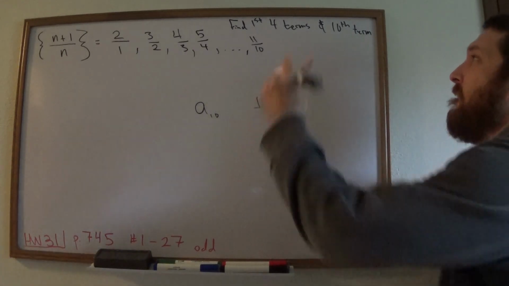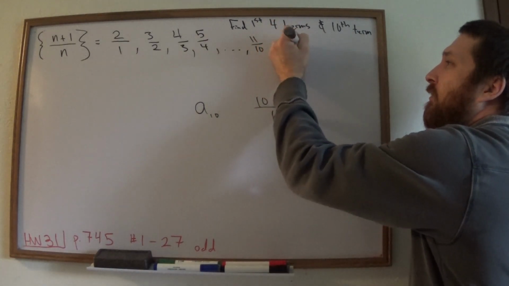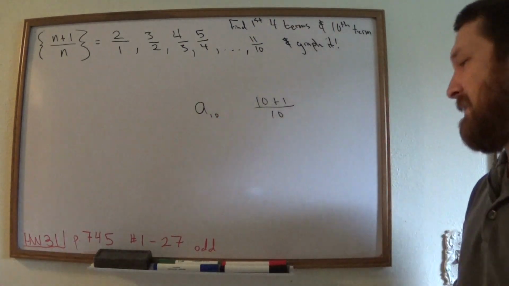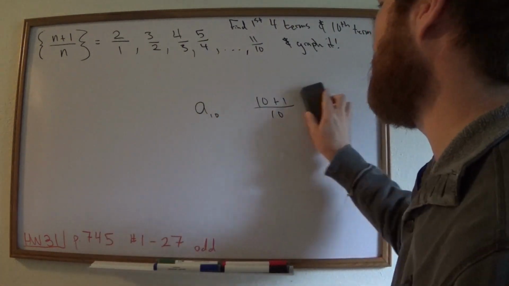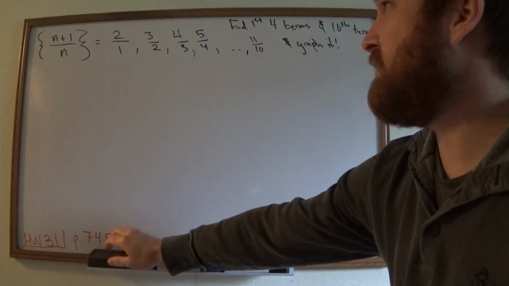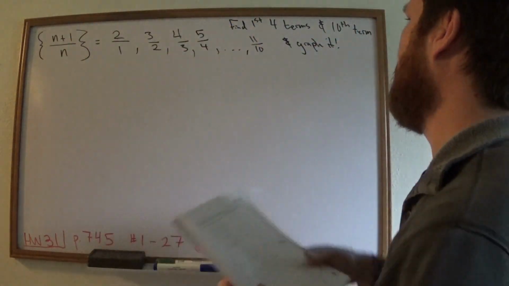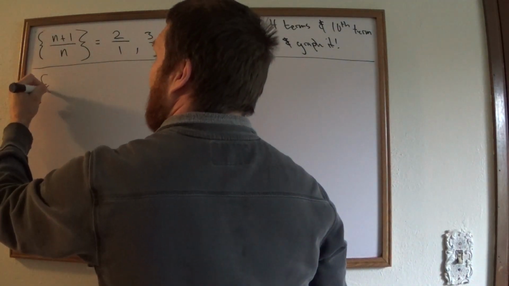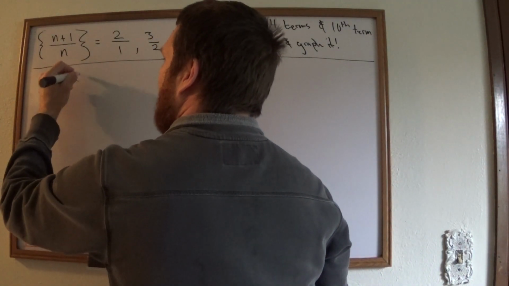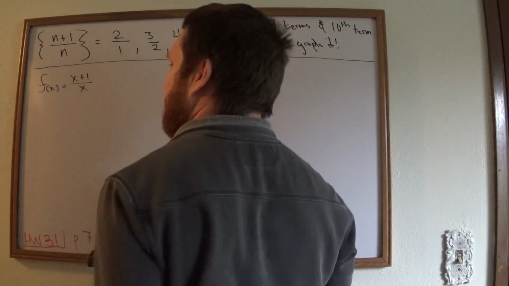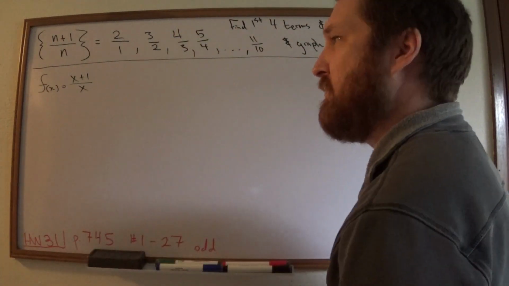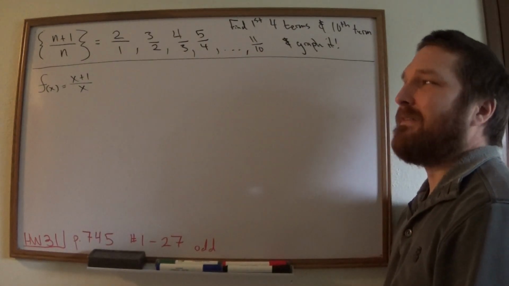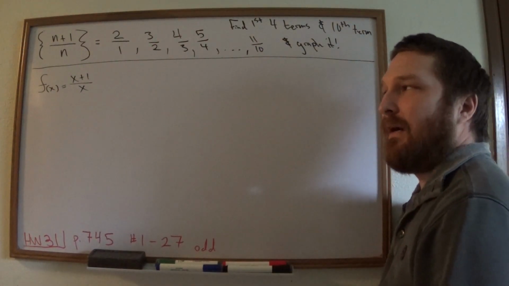And graph it. Okay, so here's the thing. Before we do any of this, let's pretend that I gave you a function f of x, and it were x plus 1 over x, and I told you to graph that. Now, you might hate me for that and say, we never talked about doing that. I don't know how to do that.